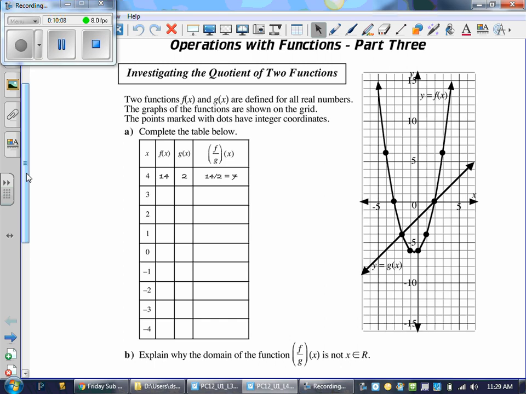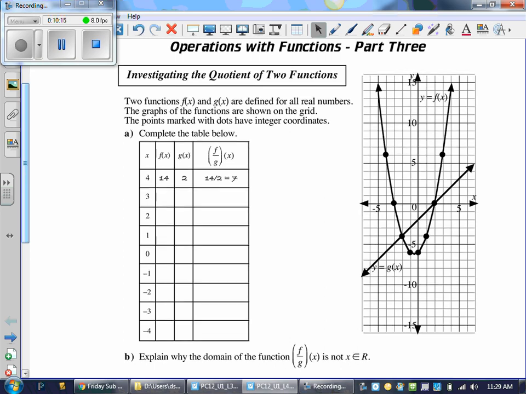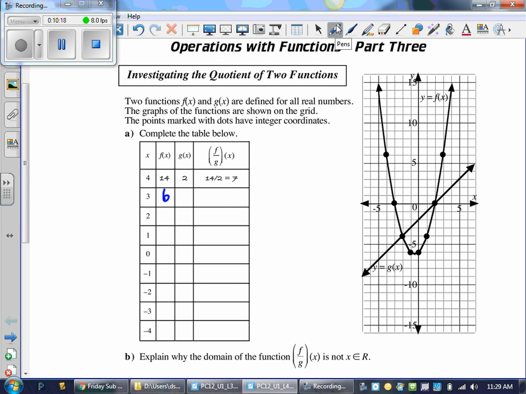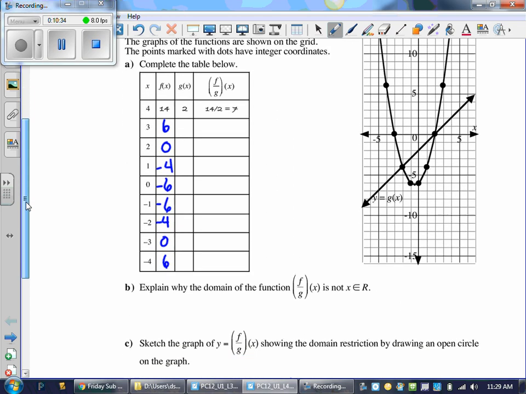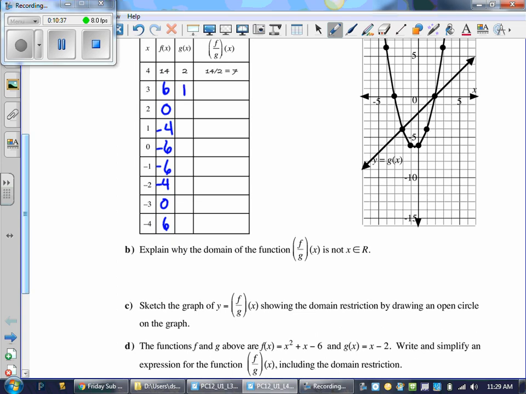I'll just quickly fill out this chart. Well, obviously you can fill out this chart from your points. I'll just quickly write them in for the sake of time. You can follow along if you want to. So those are the values for f of x, and for the g of x, we're going to get 1, 0, -1, -2.